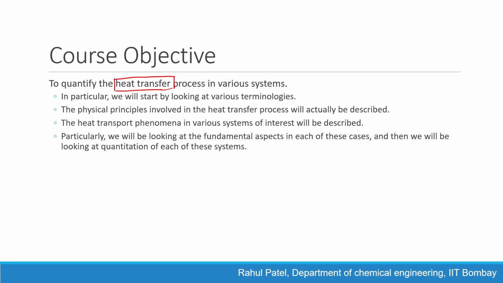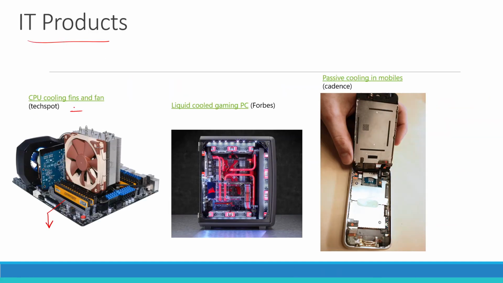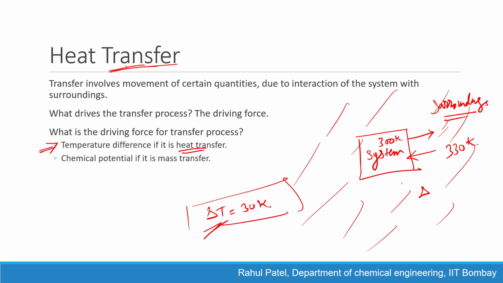So we studied this course objective in particular for this course. So what was the motive behind this course? So the main objective is to quantify the heat process in various systems. So how will we do that? These were the following steps. So what basically heat transfer was, we defined it by using the concept of transfer and driving force.